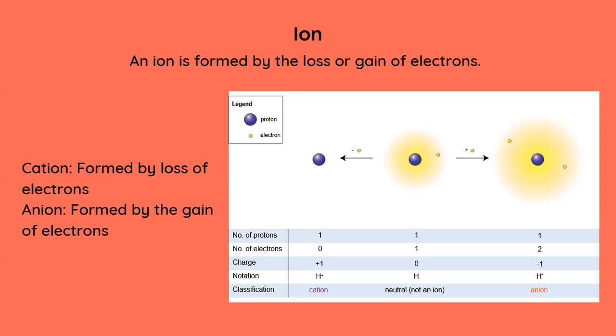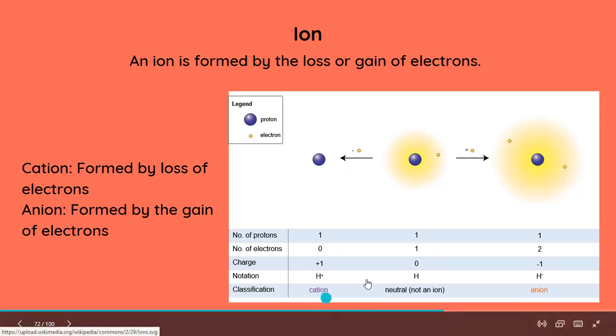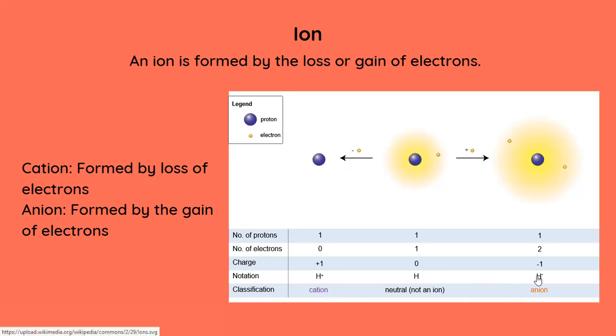The elements in the periodic table, except for the noble gases, all of them either have the tendency to lose electrons or gain electrons. And when they lose electrons, that leads to the formation of a cation. And when they gain electrons, they form an anion. So if you see over here, this is a hydrogen atom. Now, when it loses an electron, it leads to the formation of a cation, H plus, and when it gains an electron, it leads to the formation of H minus.